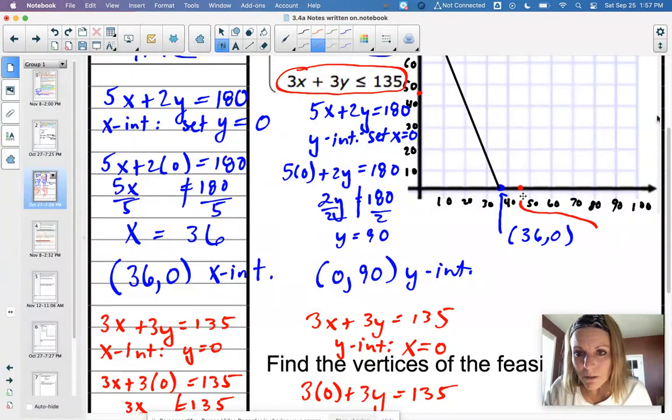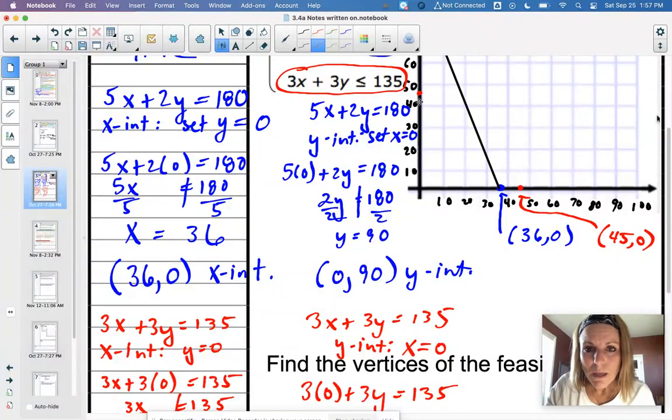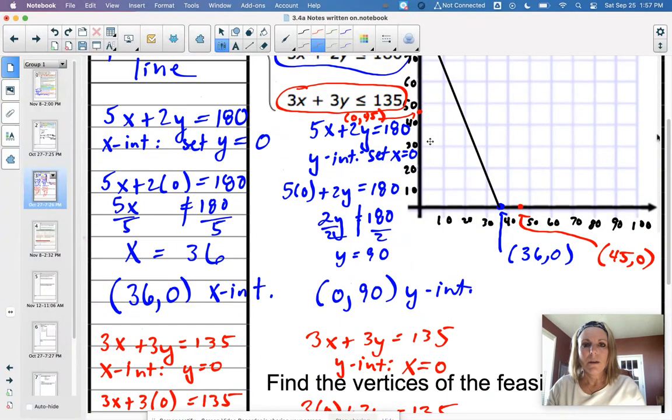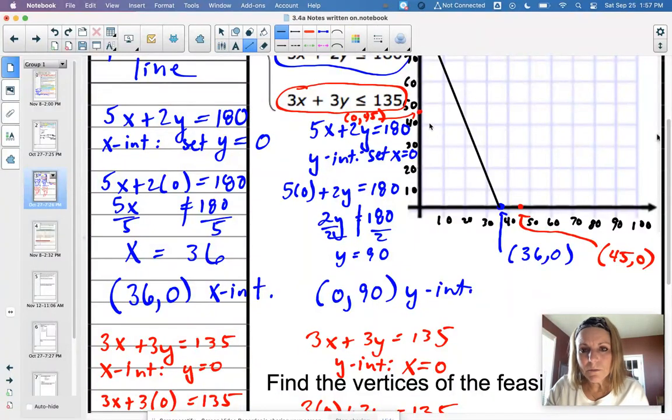I'm going to draw a little line. That is 45, 0. And I'm going to draw the line. That is 0, 45. Grab out my ruler. And there we go. Perfect.